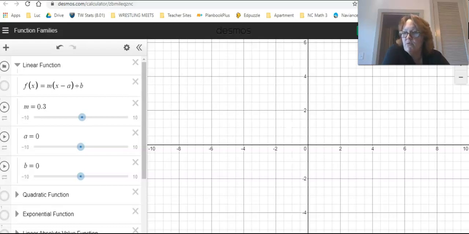On Desmos, if you have this circle right here, that means that graph is not visible. And so you can make it visible. You can go make all of them visible if you want to, but it's probably better if you just do one at a time.